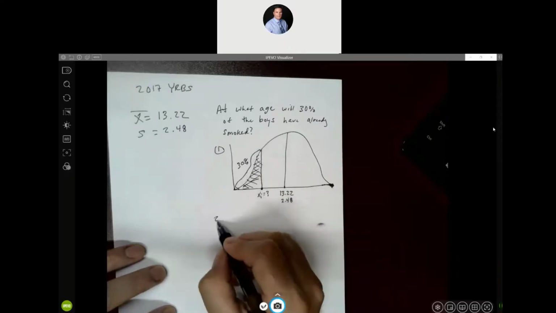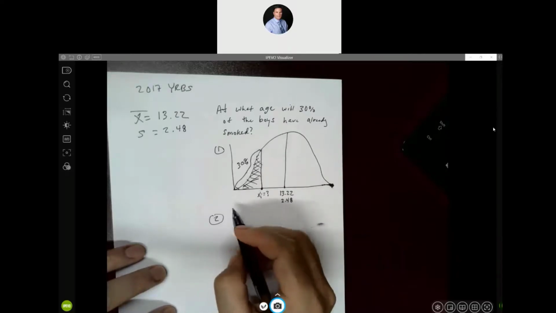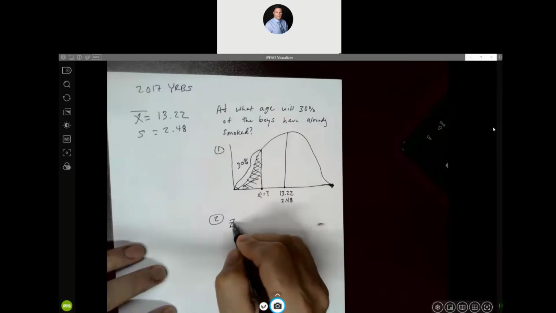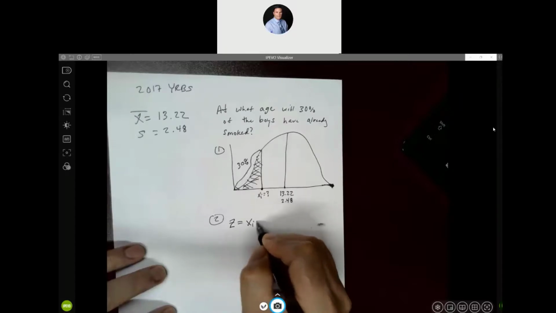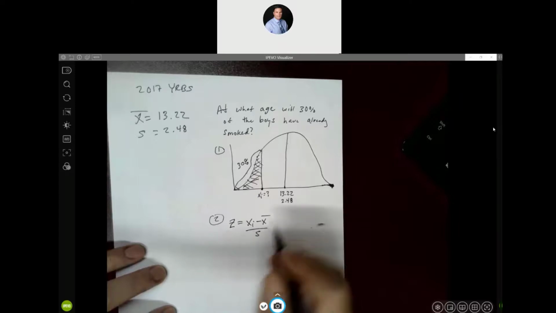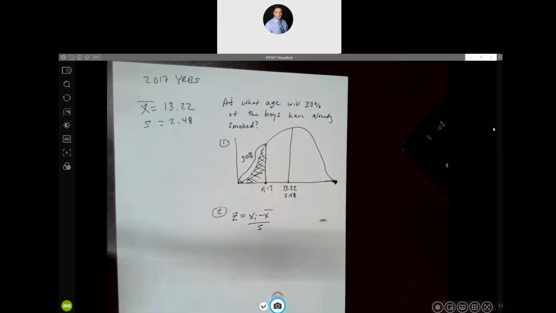Notice that I'm doing the same thing, but I'm asking a slightly different question. So the second step is to calculate what we're interested in. Well, you know the score for z is equal to x sub i minus x bar over the standard deviation. You know that. You've got it written down.